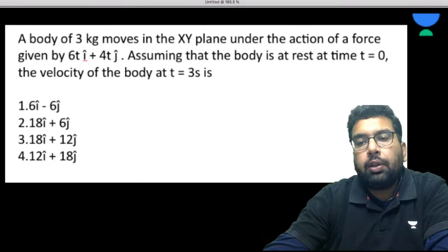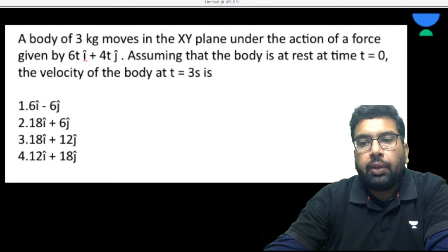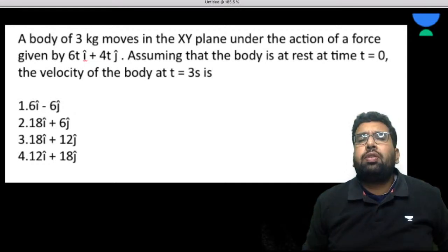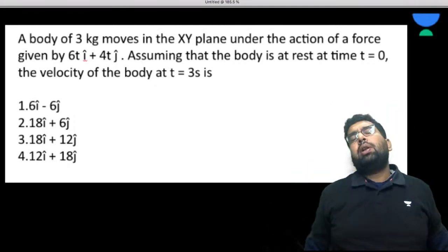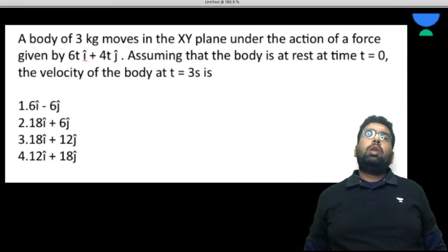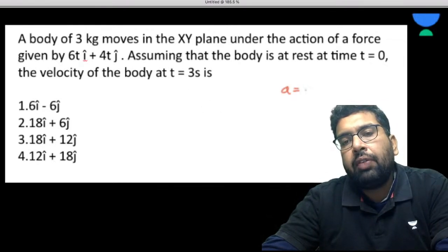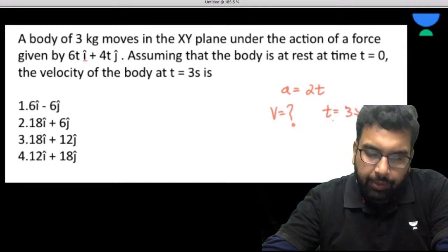See, you need to find the velocity. Sometimes we have to think a little bit additionally. This question is very, very simple. How is it very simple? Let's forget this question for now. If I give you that a is equal to, let's suppose, 2t, and I ask you what is the velocity at t equal to, let's suppose, 3 seconds, will you be able to do that? Please answer me.